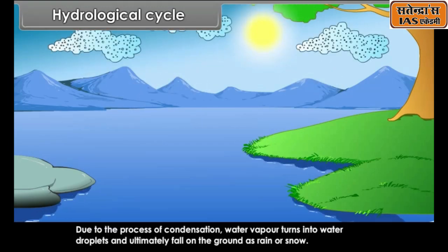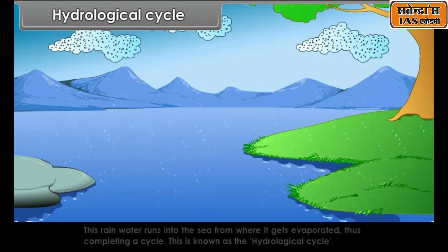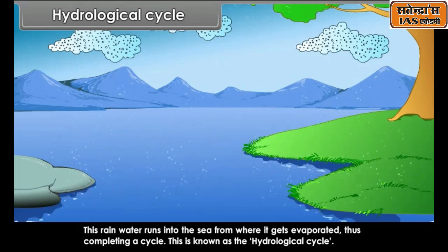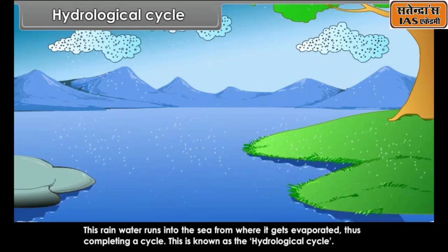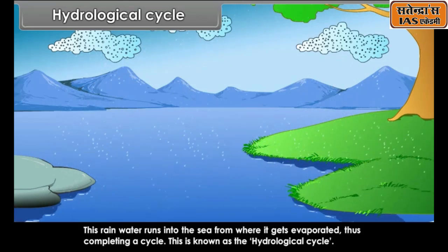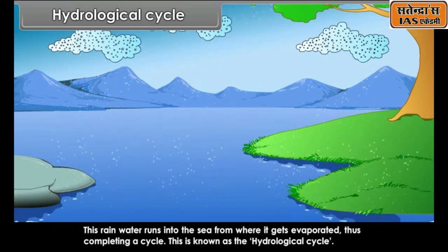Due to the process of condensation, water vapor turns into water droplets and ultimately falls on the ground as rain or snow. This rainwater runs into the sea from where it gets evaporated, thus completing a cycle. This is known as the hydrological cycle.